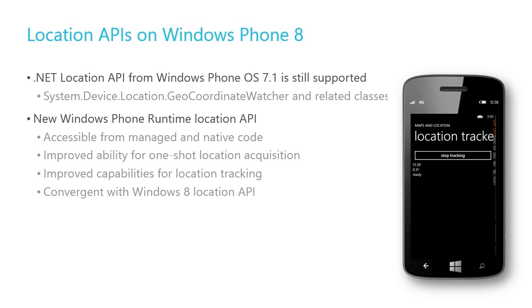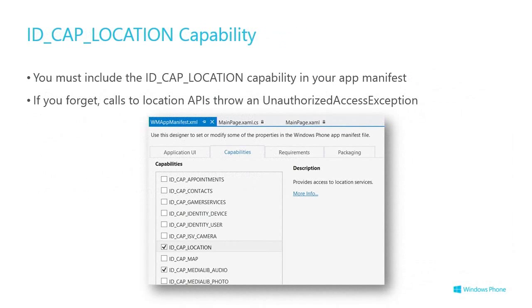Improved ability for just getting your current location. That was kind of tricky with the GeoCoordinateWatcher. If you just wanted to find out where you were, you had to start up a GeoCoordinateWatcher, start catching position changed events, and try and check that the positions you were getting sent through weren't stale and cached, and then you had to try to get the location. It wasn't that easy. So there is now a one-shot method in the location API. And we've got improved capabilities for location tracking. You need to check the ID_CAP_LOCATION capability to use this. If you call one of those APIs without it, you're going to get an unauthorized access exception.